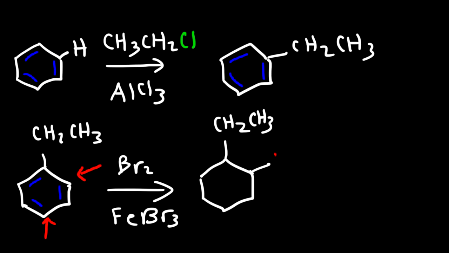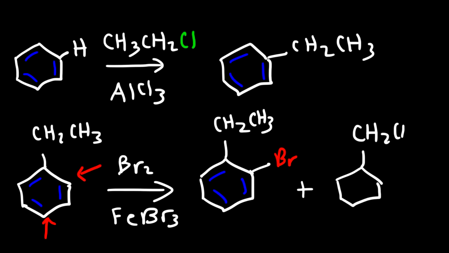So this is the ortho product. And here we have the para product. Now we're going to get both of these products in good yield. So they both make up the major product. It's a mixture of two products. Now let's move on to our next example.